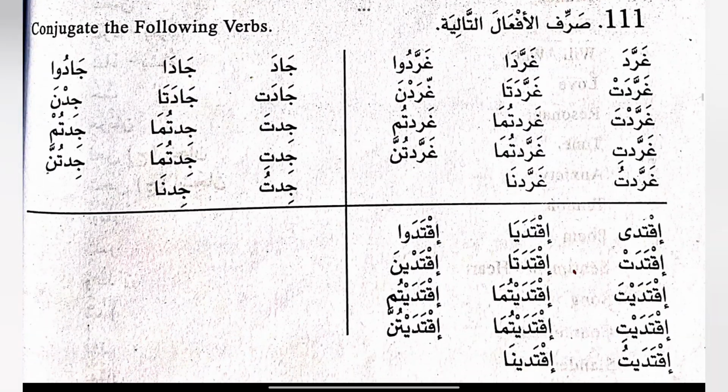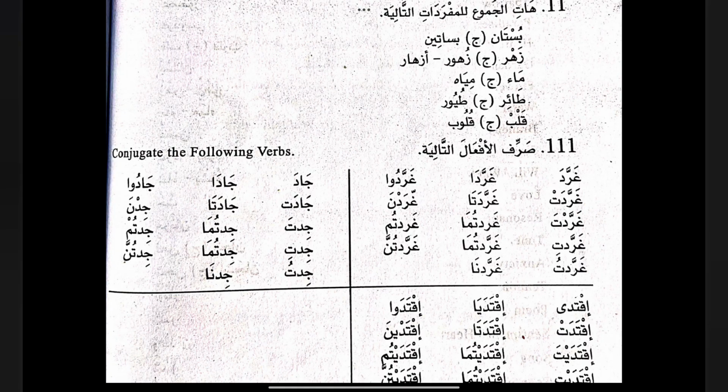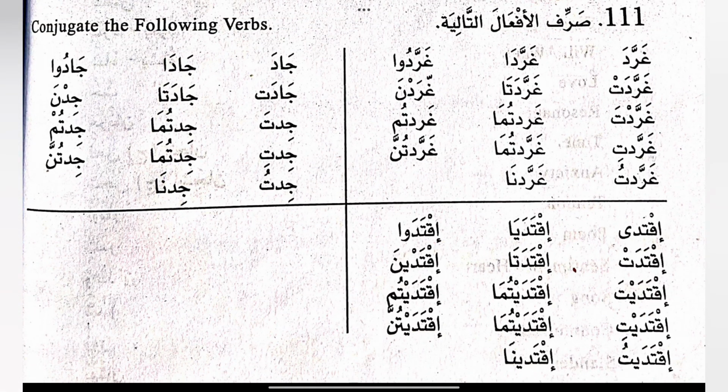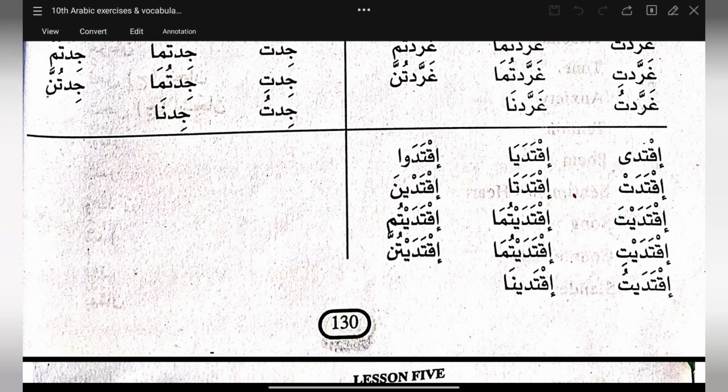And conjugation is also given. غرد غرد غردوا. Okay, غردت غردتا غردنا. Then conjugate the following verbs like jada jada jadu jada jada jidna jitta jittuma, like that. Then iqtada is also given. Iqtada iqtadaya iqtadaw iqtadat iqtadata iqtadayna, like that.